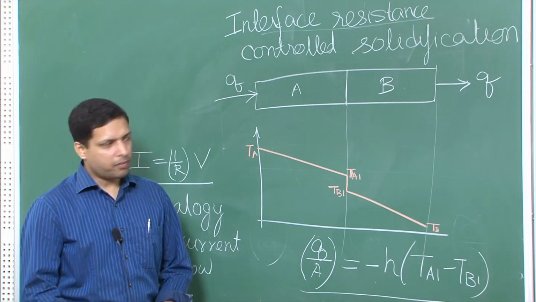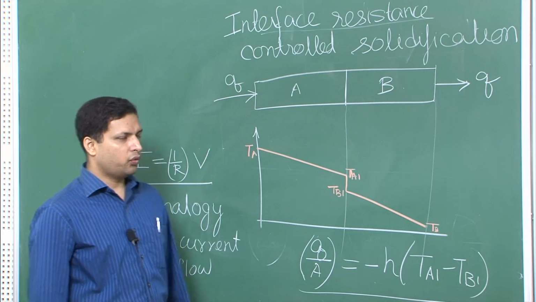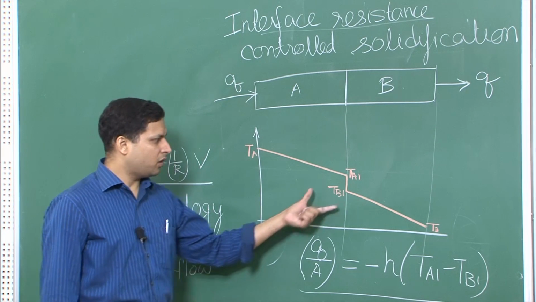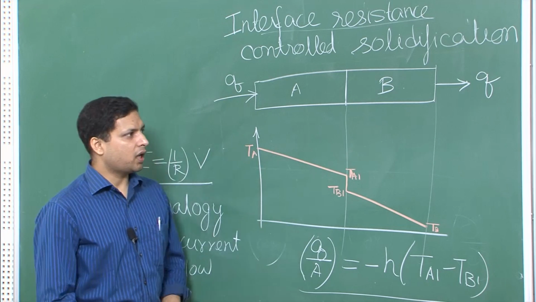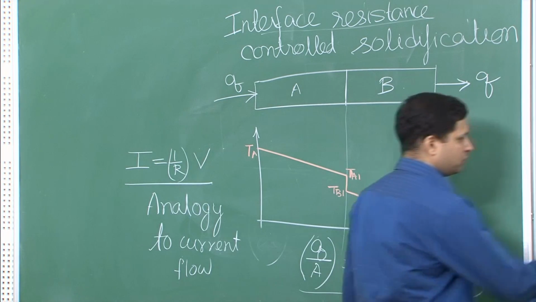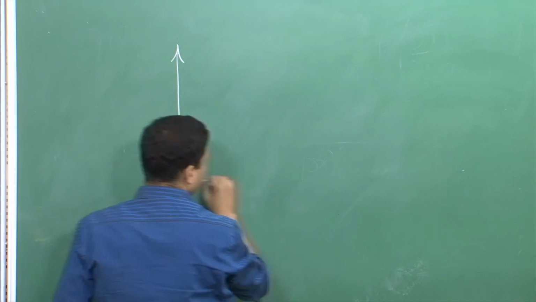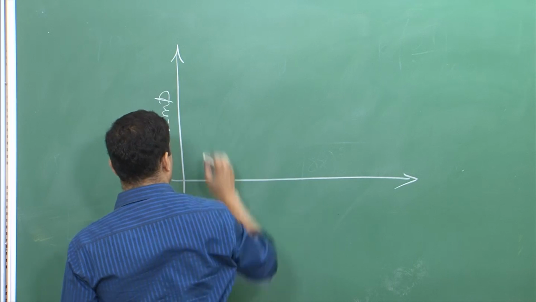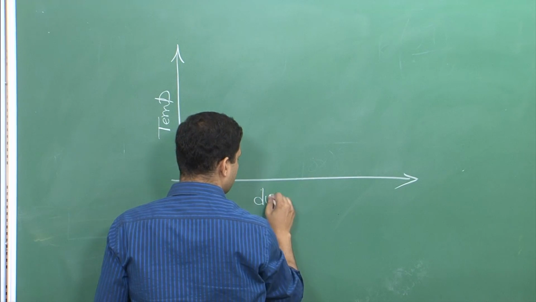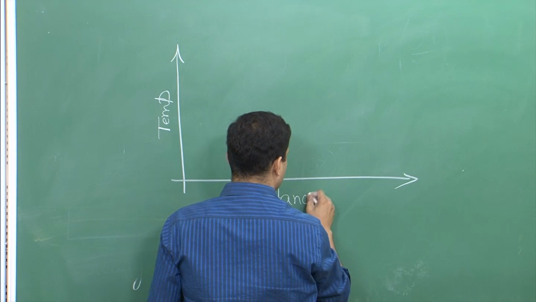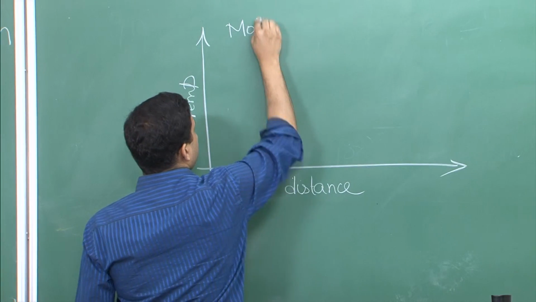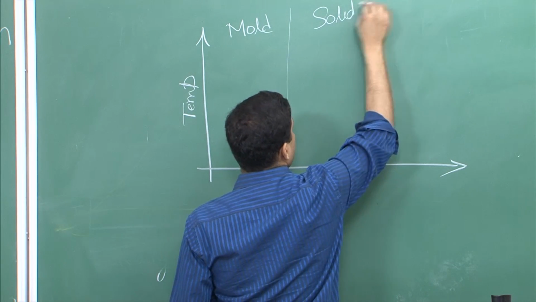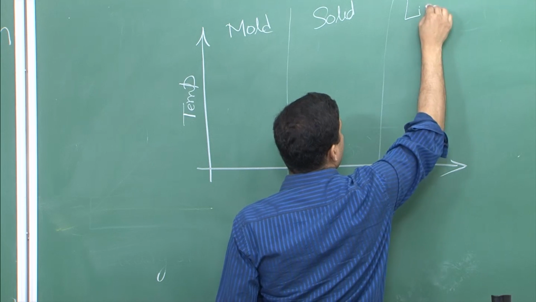Okay, so now coming back to our problem, which is that we are talking about solidification. Now we have seen what is the meaning of interface resistance. Let's look at our simplification that we have been talking about. So again we will draw the temperature profile, and this is distance, and as usual we have three layers: mold, solid and liquid.